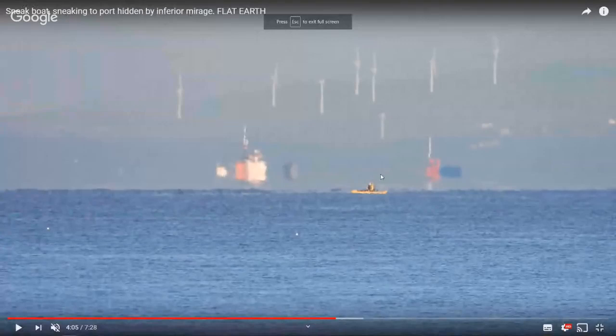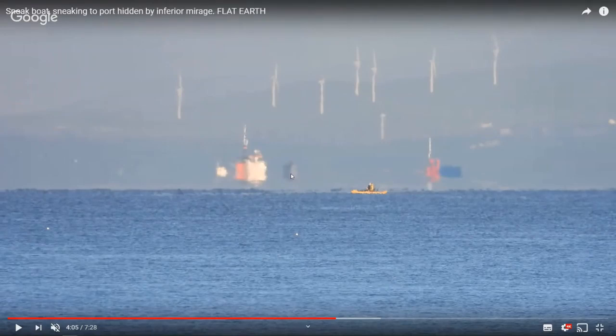So how can it go behind the inferior mirage? Well, there we go. Here's a boat behind the inferior mirage, Brenda. This is a boat that's about 90 feet tall. Half of the boat is hidden behind an inferior mirage. Now, my elevation is 30 feet, and the distance is 7 miles to this boat. There should be no hidden at all.